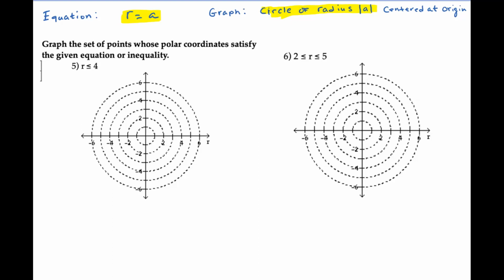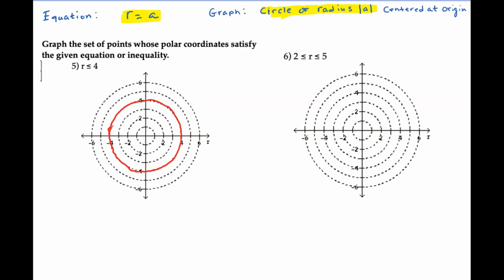and then of course centered at the origin. So when we look at the first example here that we call number 5, it says r less than or equal to 4. So I'm looking at 4 right here, and what I'm actually going to do is trace it around because I'm looking at this right here. Okay, it's that right there. There's that circle. I tried my best to trace it.